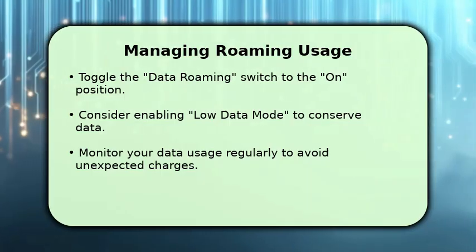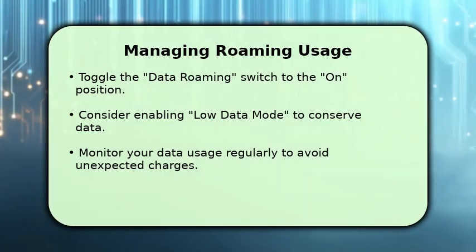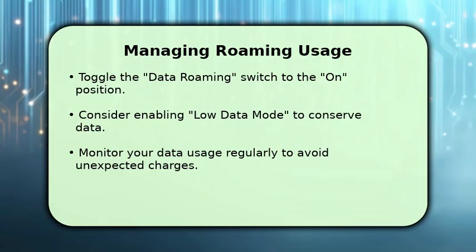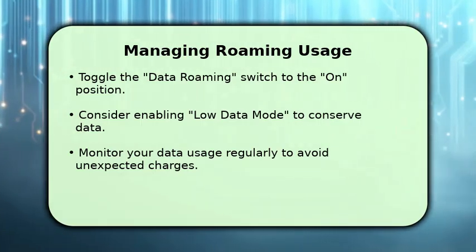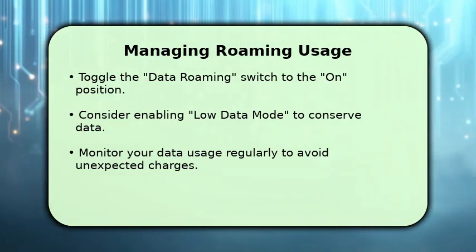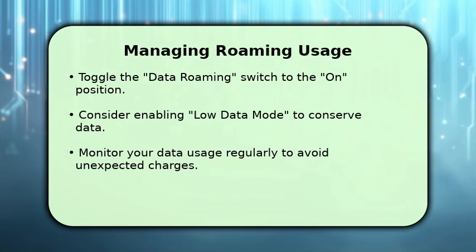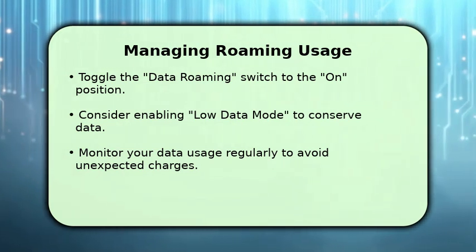Once you're in cellular data options, you'll see a toggle for data roaming. Simply switch this to the on position to activate it. To help manage your data consumption, consider enabling low data mode, which can significantly reduce background data usage.